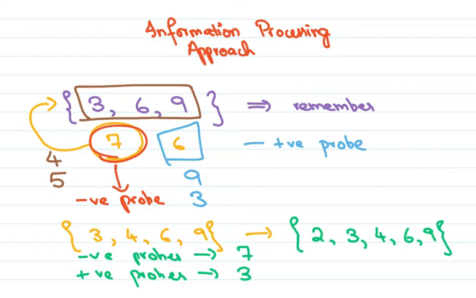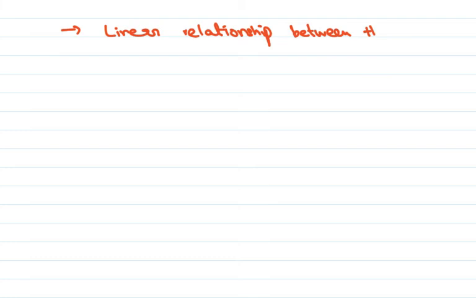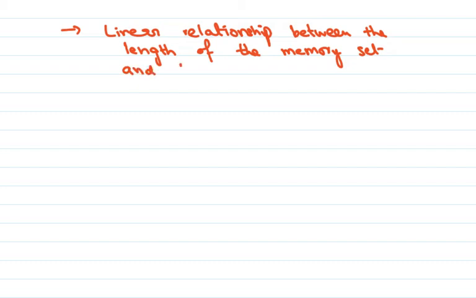What Sternberg did with the data was plot negative probes differently and positive probes differently, and what he found was that there was a linear relationship, and let me show this to you graphically as well. So there was a linear relationship between the length of the memory set and the time taken for participants to respond.